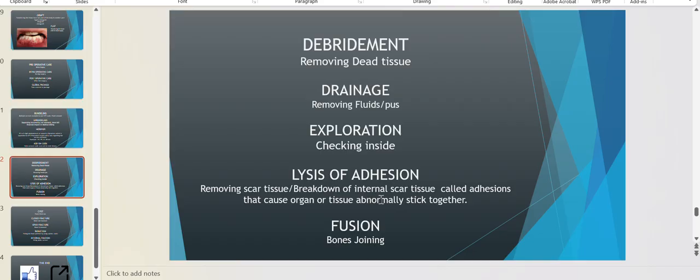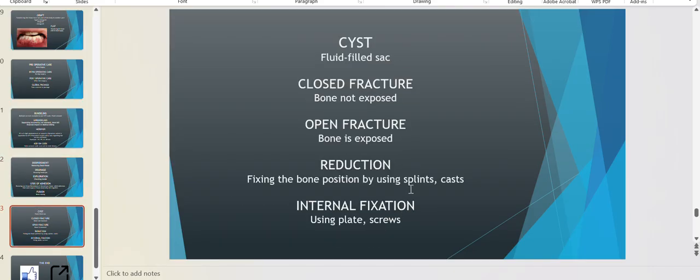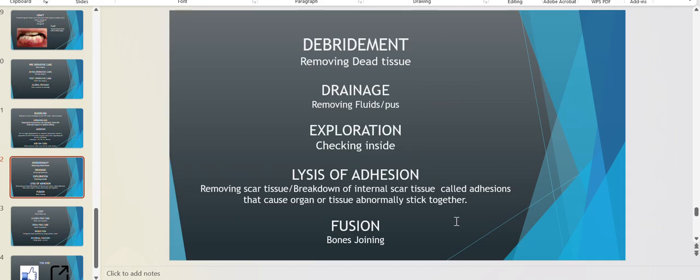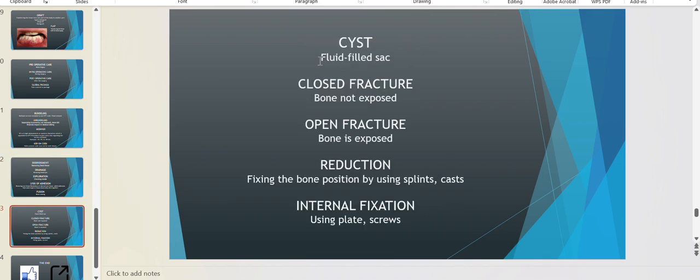Now fusion. In the musculoskeletal system, we will see what a fusion is. It is the joining of bones. For what purpose? For pain management, for stiffness of the joint. So bone joining is fusion. Coming to next, cyst. A cyst is a fluid-filled sac. The fluid-filled sac should be removed. Incision and drainage will be done.